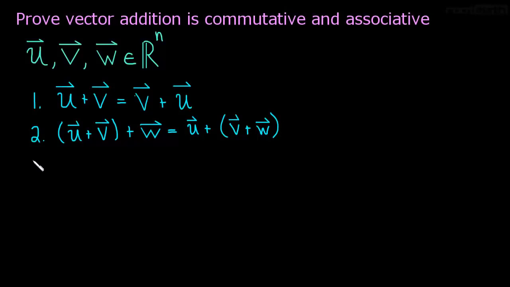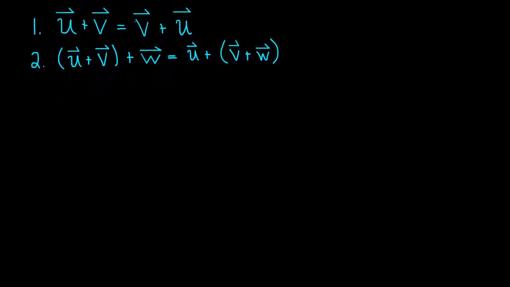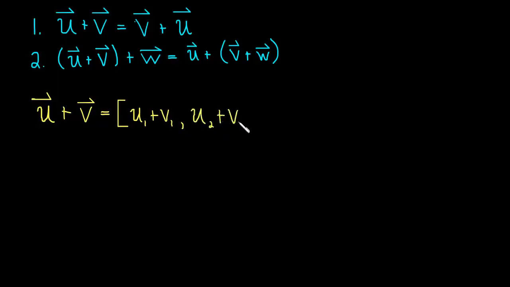Okay, so how are we going to do this? First of all, let's just start with U plus V. So here's U plus V. And what is this equal to? What's the definition of vector addition? Well, we've already gone over this. It's U1 plus V1, comma U2 plus V2. And that keeps going until you get to the last component, Un plus Vn. And this is the new vector. This is the vector U plus V.